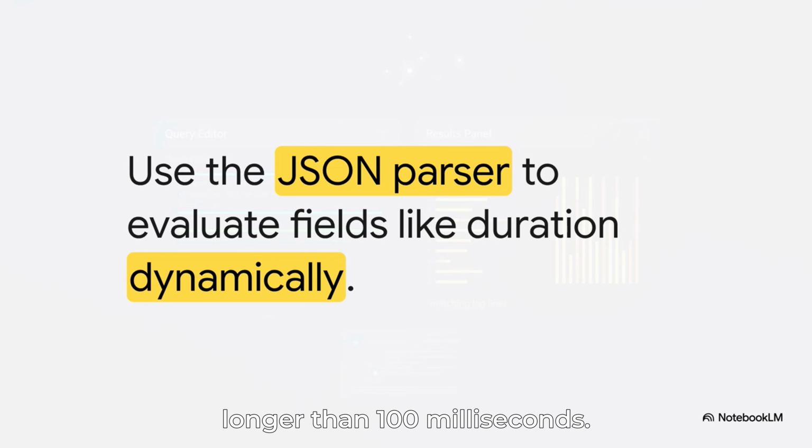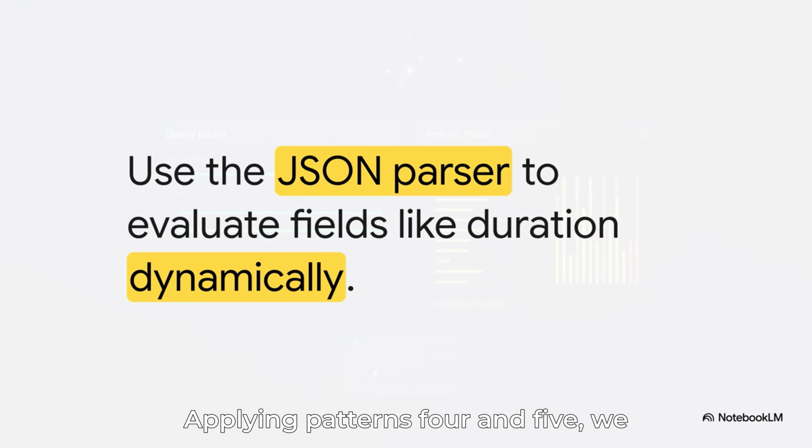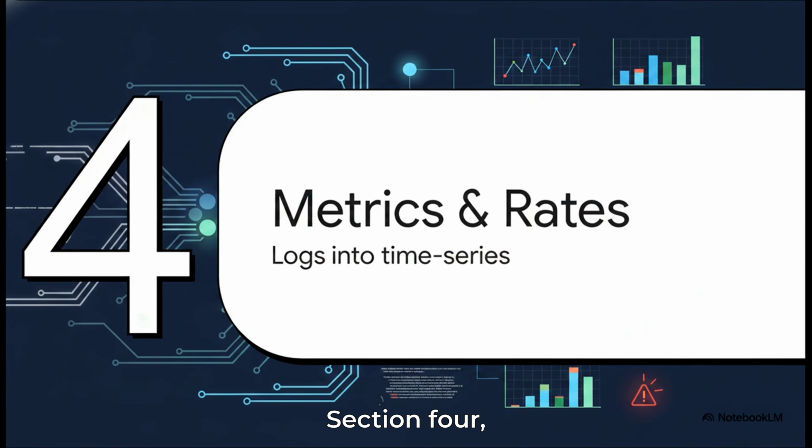longer than 100 milliseconds. Applying patterns 4 and 5, we select the job, parse the JSON, and then mathematically evaluate that extracted duration. This is a complete game changer for tracking down latency bottlenecks or dynamically filtering for specific user actions. Section 4. Metrics, rates, and top K.